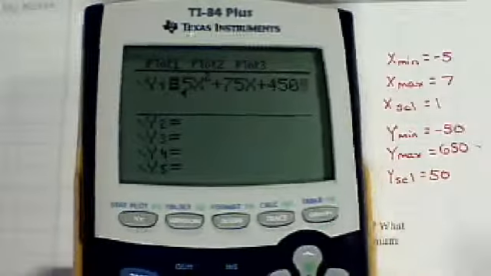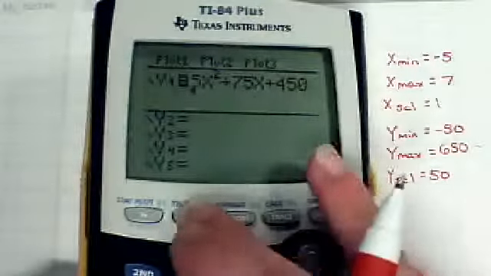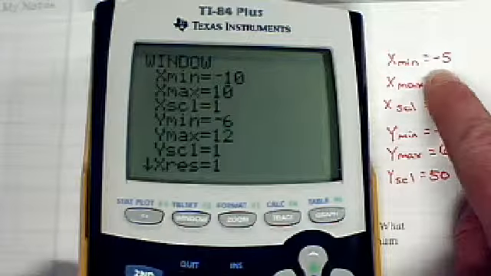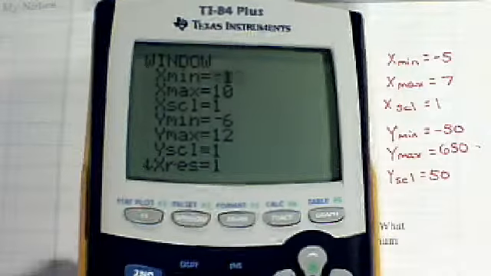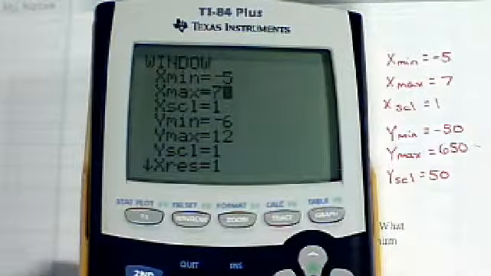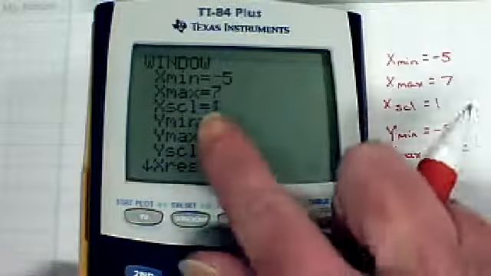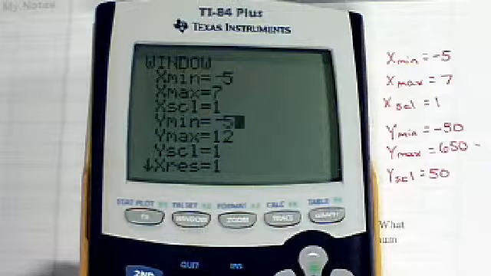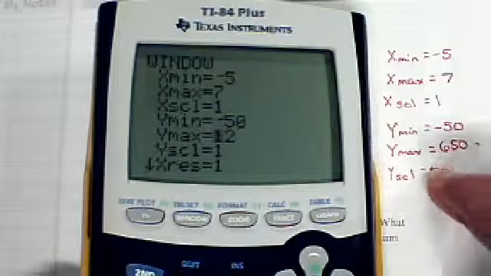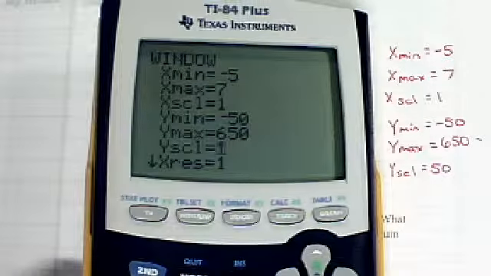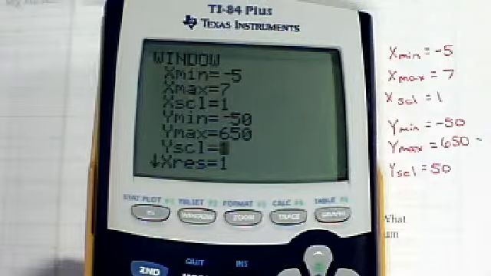So we had our equation. Now we're going to make our window match the window of the problem. Right now, it's totally different. So I'm going to change it and make sure the x-min matches. I'm typing in negative 5. X max needs to match 7. X scale 1, that's good. Y minimum negative 50. Y maximum should be 650, not 12, so I'm going to change that. Y scale is supposed to be 50.